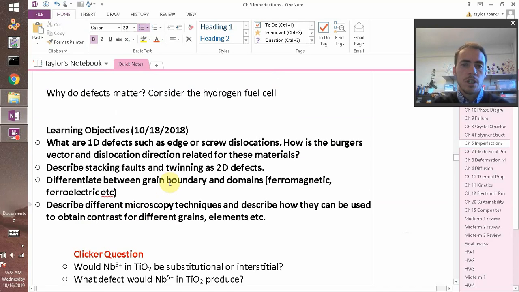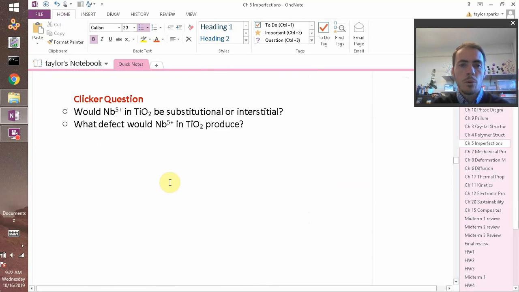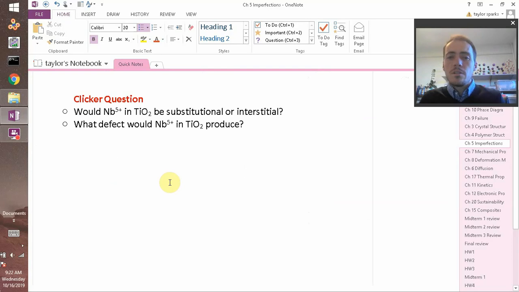So let's pick up where we left off last time, which was talking about defects, right? Point defects. Let's do a quick reminder. First off, if you took niobium 5+ and you were going to try and insert it in a titanium dioxide lattice, first question: is this going to be substitutional or interstitial? The main thing that matters here is size. There's a couple rules that play a role, but size is going to be the most important.